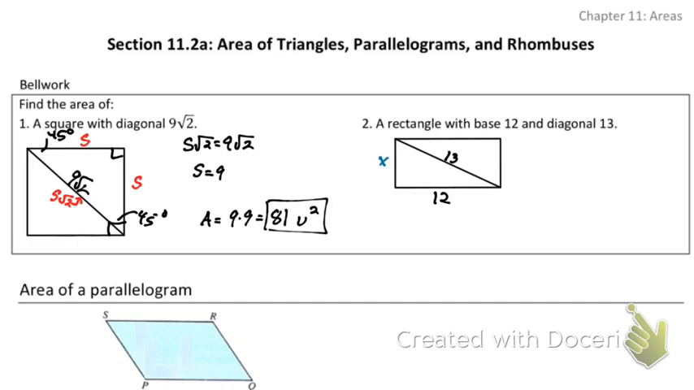Aryan? You could use Pythagorean triples. That'd be a great one. What would it be if I was looking at Pythagorean triples? It would be 5. Yeah. So in fact, x equals 5.